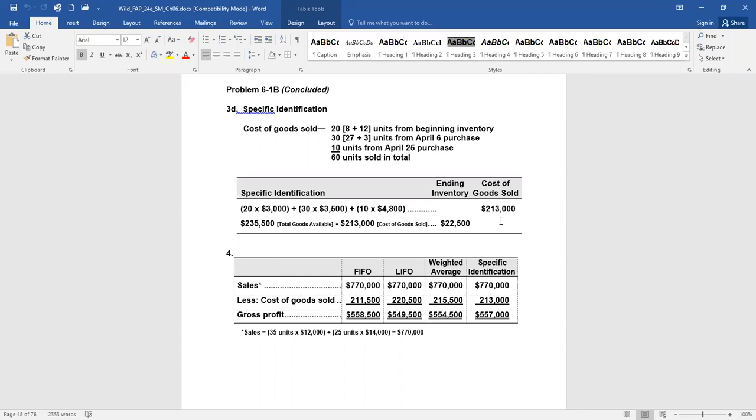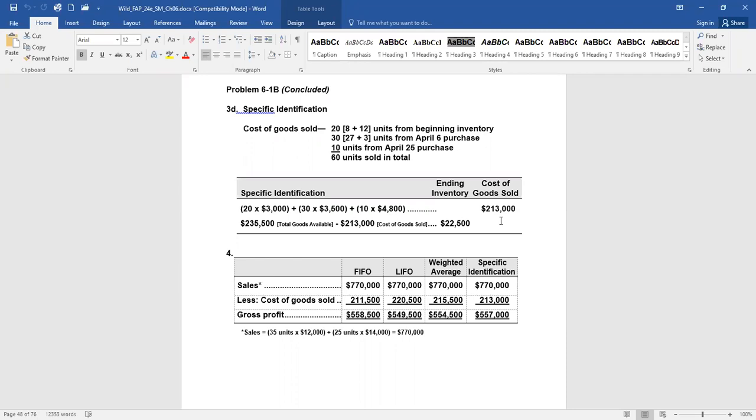What is net sales for this month of April? Well, they tell us on April 9th, they sold 35 units, charging the customer $12,000. The first sale was a $420,000 revenue, sales revenue. The second sale, they sold 25, charging the customer $14,000 each. Multiply those out, you should get $350,000. $350,000 plus $420,000. Total revenue or sales, $770,000.